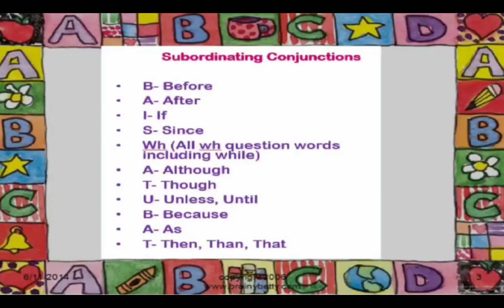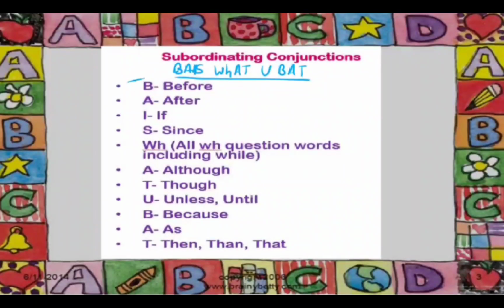Here is your list of subordinating conjunctions. Okay, the mnemonic of these subordinating conjunctions is a little Indian. So the mnemonic is BAT: buys what you bat. Okay.